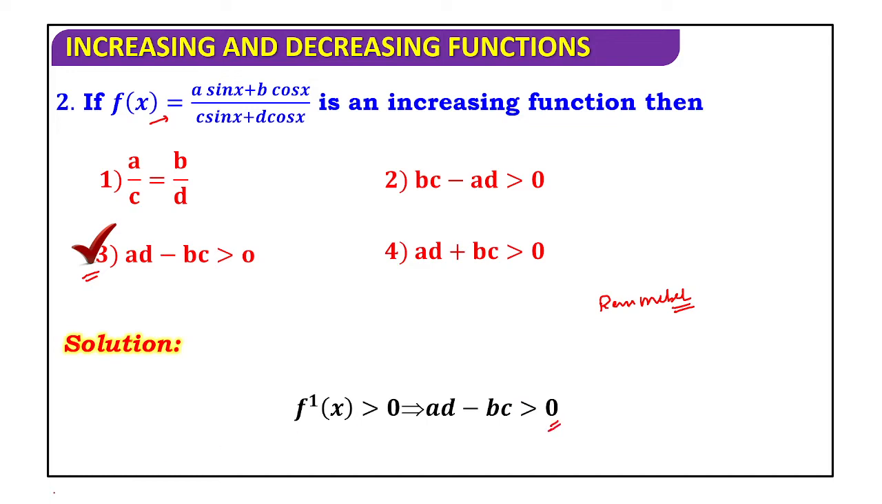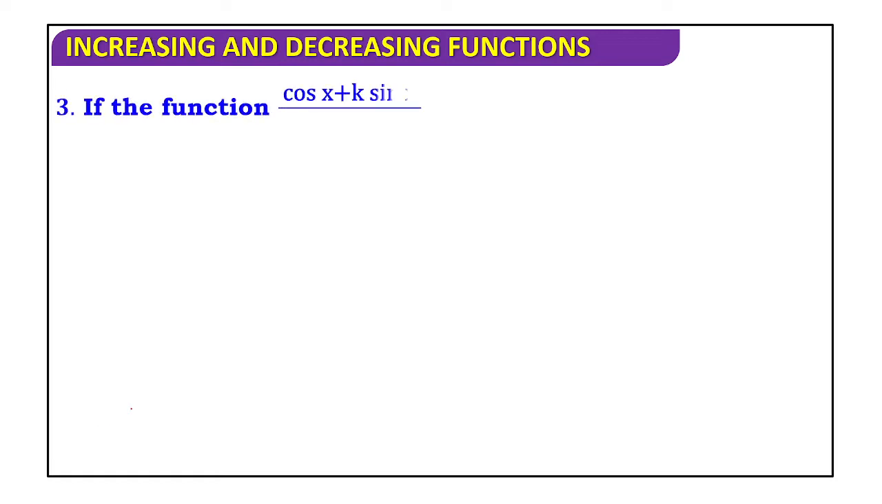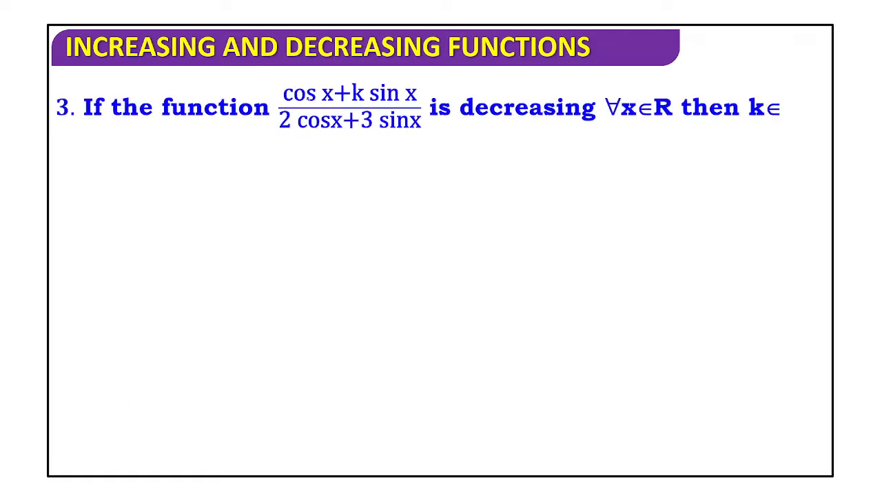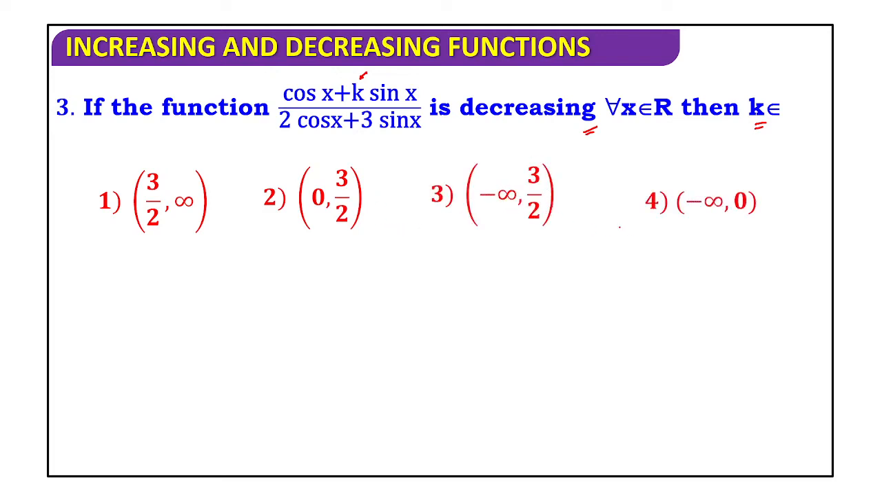Okay. So now from this we can go for the next problem, that is, if the function (cos x plus k sin x) divided by (2 cos x plus 3 sin x) is decreasing for every x belongs to R, then k belongs to what, they are asking. They are asking the value of k. Okay. So the options are 3 by 2 comma infinity, 0 comma 3 by 2, minus infinity comma 3 by 2, minus infinity comma 0.